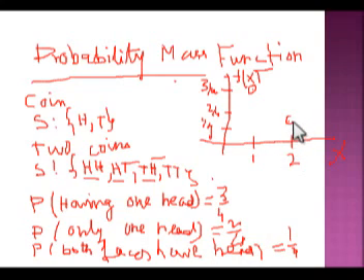So the curve will be in this way. If there are 0 heads, no outcome has 0 heads. If you take x equal to 0, then the probability is 0.